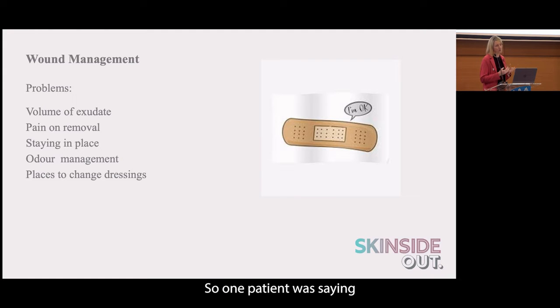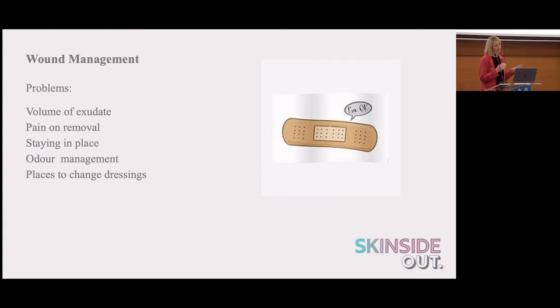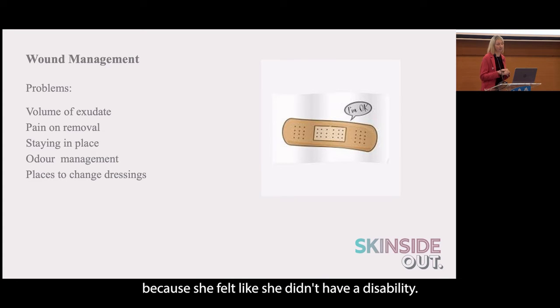So one patient was saying that she actually uses the disabled toilets to do the dressings, because in a cubicle in a normal toilet you don't really even have room to hang up your handbag, but you do in disabled toilets. There were baby changing units, and she felt like a fraud because she felt she didn't have a disability, but when she learned to accept that actually her disability was under her clothes, she felt much better. So I stuck this plaster up because, well, it would be great if a Band-Aid fixed your HS.